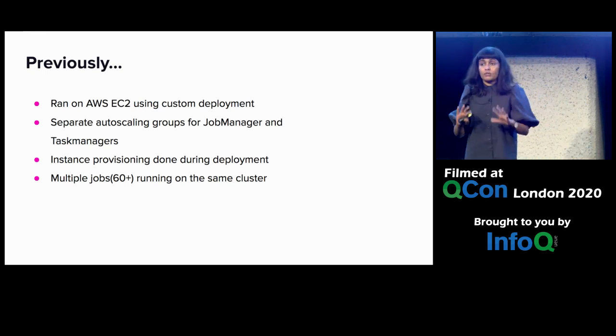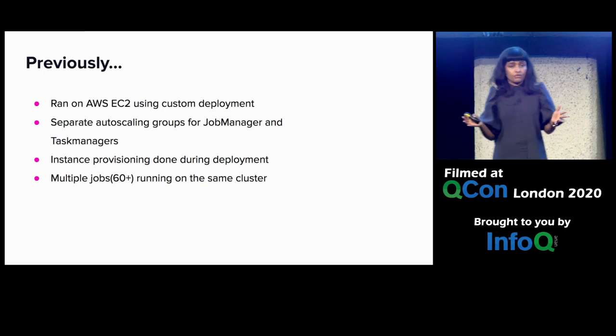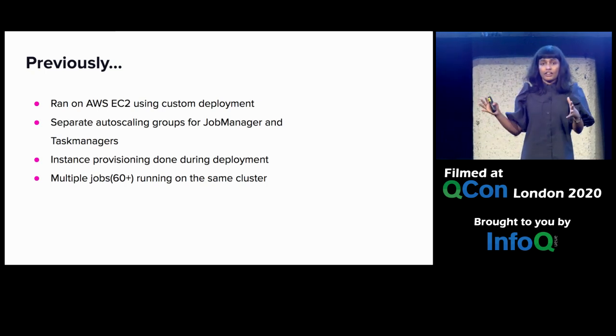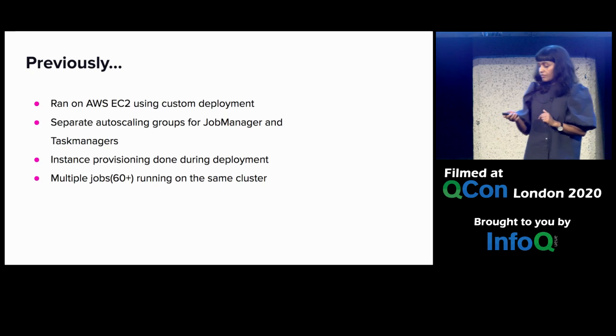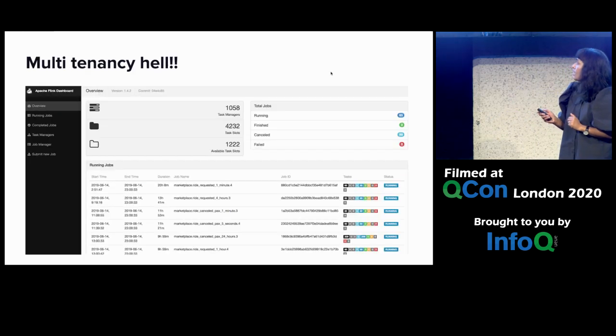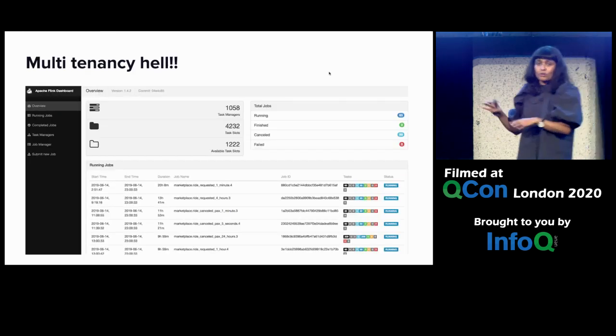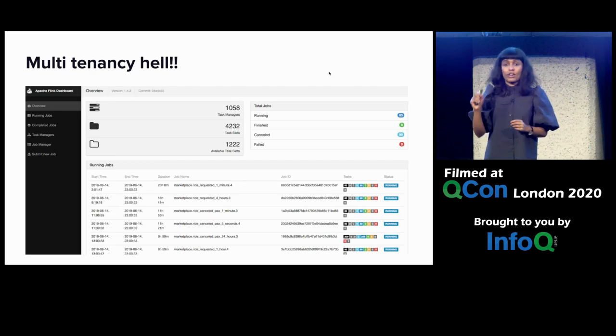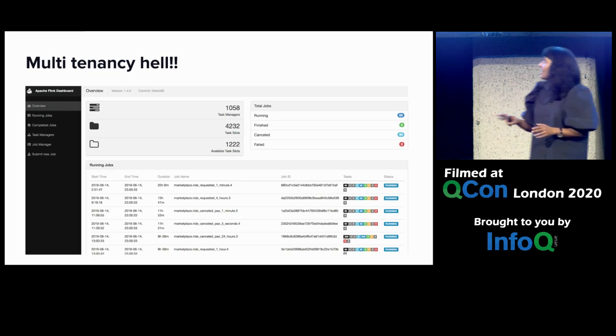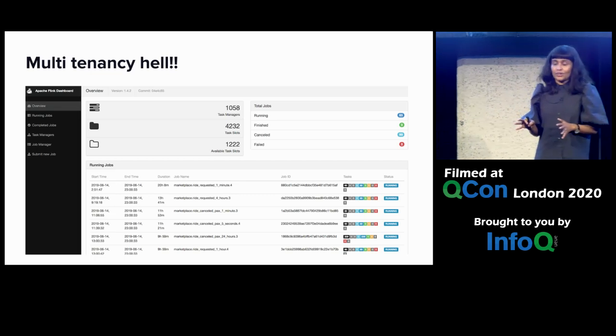All our jobs, and there were about 60 jobs running on the platform at that time, were all running on the same cluster. And this is what it looked like. So all the jobs in one cluster. So if one job takes down the whole cluster, all the jobs are down. And it was multi-tenancy hell, as you can imagine.